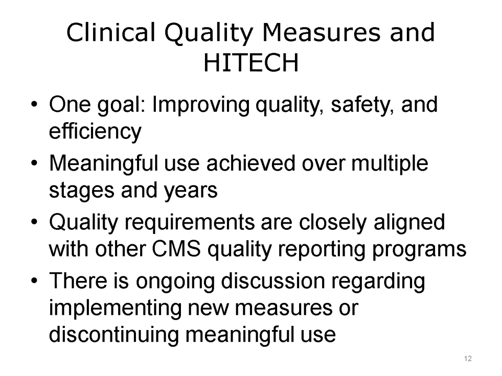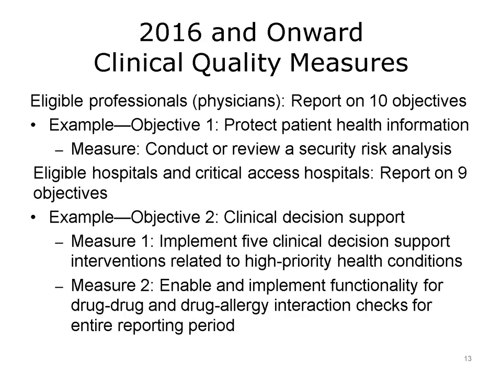The following slides summarize the CQM measurement reporting requirement options. Eligible professionals demonstrating 2016 CQMs were required to report on 10 objectives, and eligible hospitals were required to report on 9 objectives. Both groups have the same objectives, except that physicians also have an objective about secure messaging. The measures for each objective are similar, except for situations that relate specifically to physicians or to hospitals.